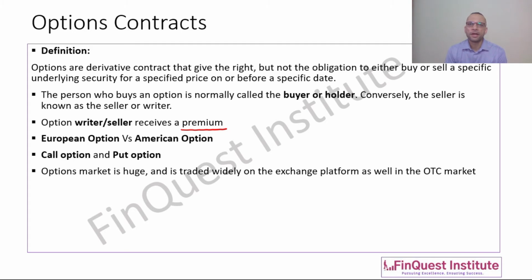Now, options are divided into European and American options. When we say European options, these can be exercised only at maturity. And an American option can be exercised at any time up till maturity.